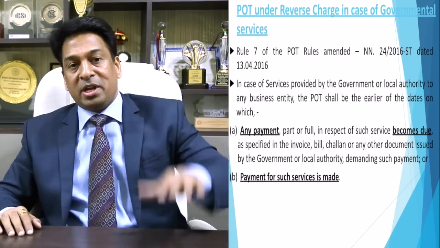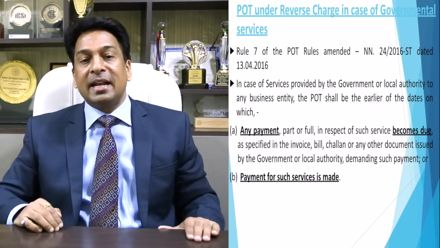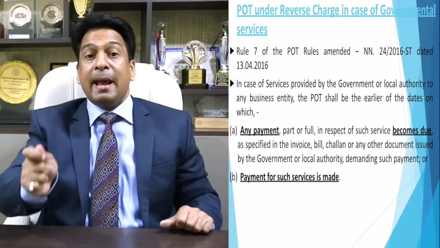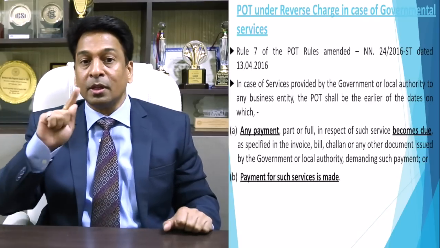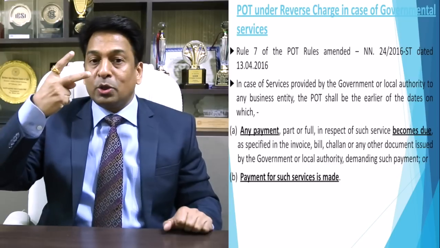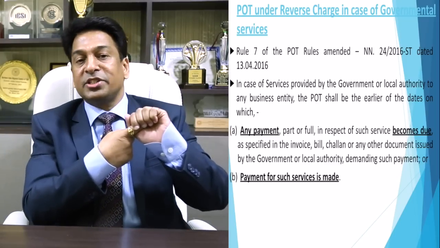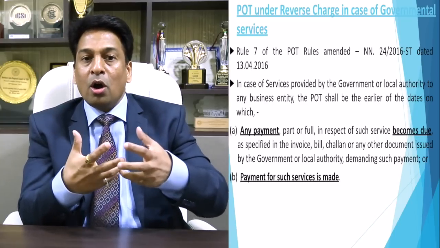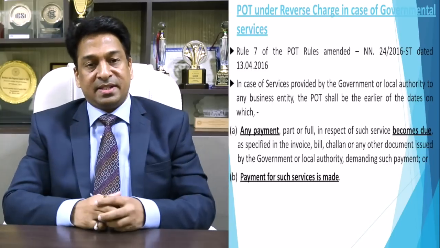But there is a corresponding change for any service provided by government or local authority to business entity. A proviso got inserted, and this proviso says POT would be the earliest of the following. What are the 2 points, earliest of the following? Any payment which is either in full or part becomes due on an invoice raised for providing such services.